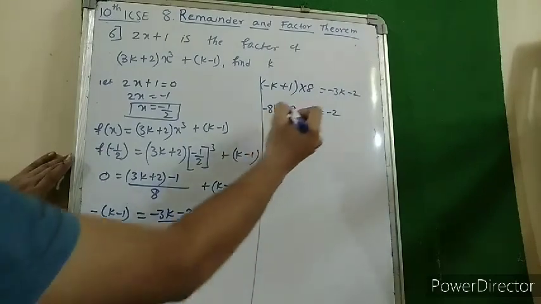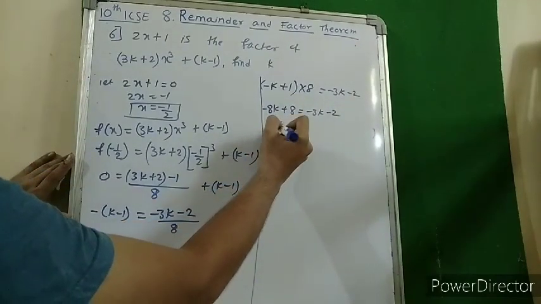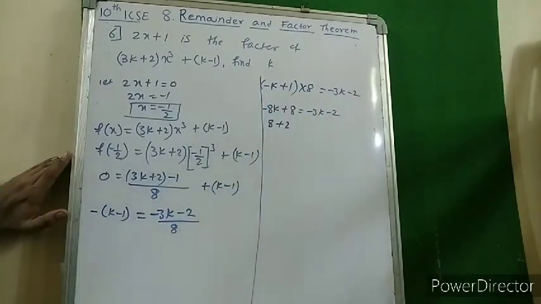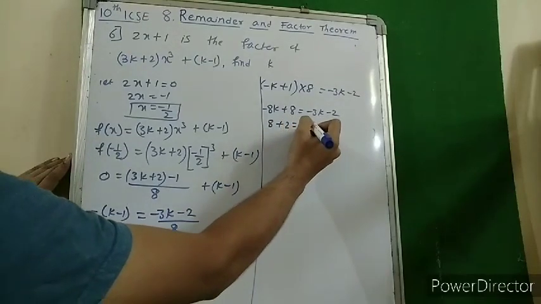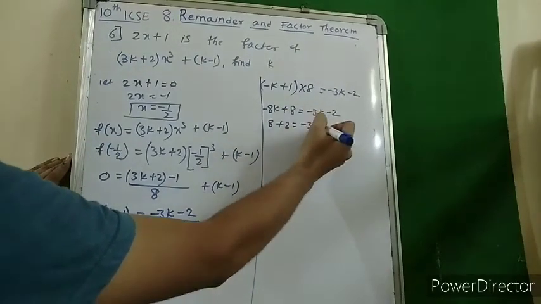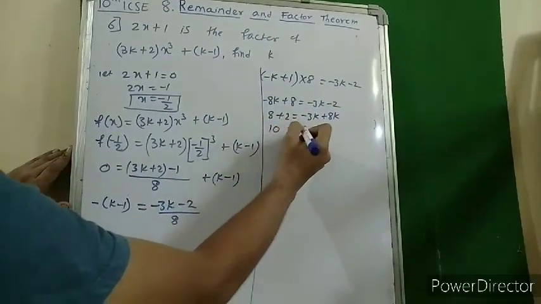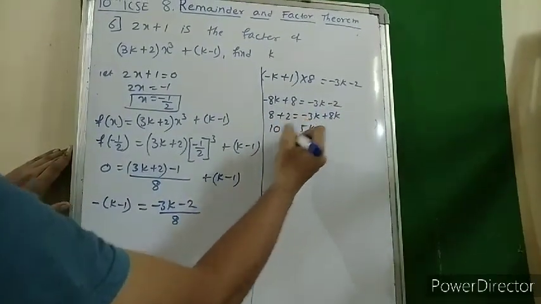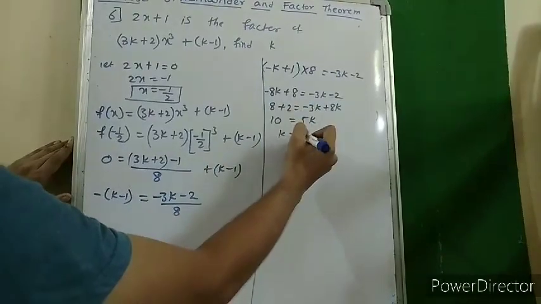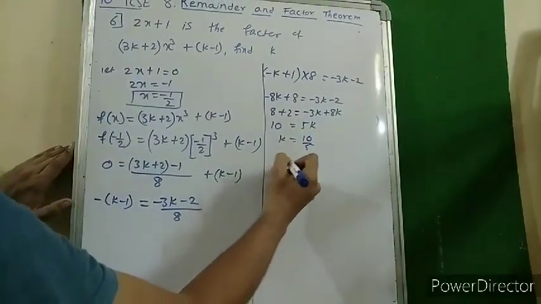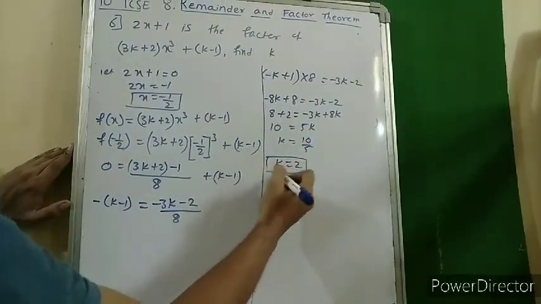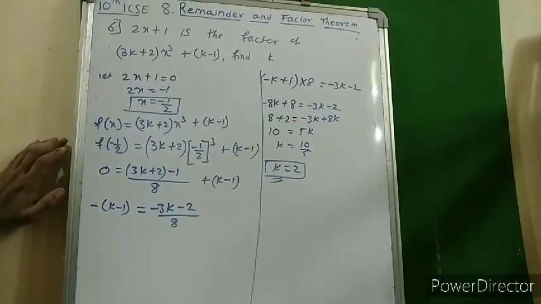So 8 plus 2. This minus 2 will come here and become plus 2, and we have minus 3k, minus 8 will go there and become plus 8. So we have 10 is equal to 5k, 8 minus 3, so k is equal to 10 divided by 5. So the value of k is equal to 2. You are only asked to find the value of k.